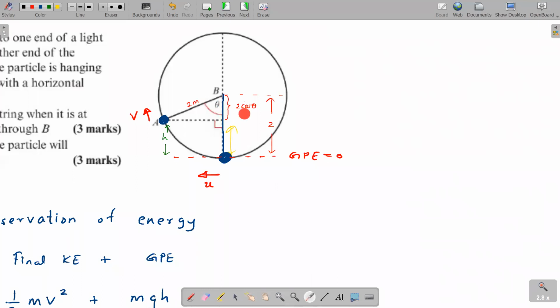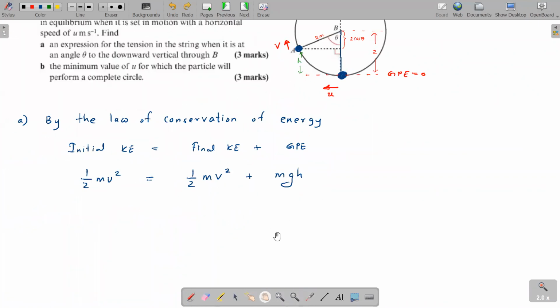Great. I hope you can see this is 2 cos theta, not 2 sin theta. When you're resolving towards the angle, the horizontal length is 2 sin theta, and I don't need the horizontal length. I need the vertical, and the vertical length in this case is 2 cos theta. Make sure you understand that part properly.